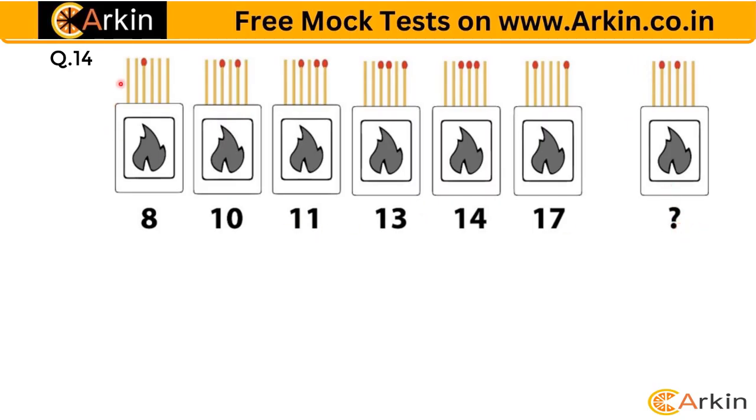So we can see the number of lines is the same everywhere. There are 6 lines in all the options, and there are 2 types of matchsticks. One in which we can see the head, and one in which we cannot see the head. So there are 2 variables, and their positions and numbers are changing, and based on that these numbers are also changing.